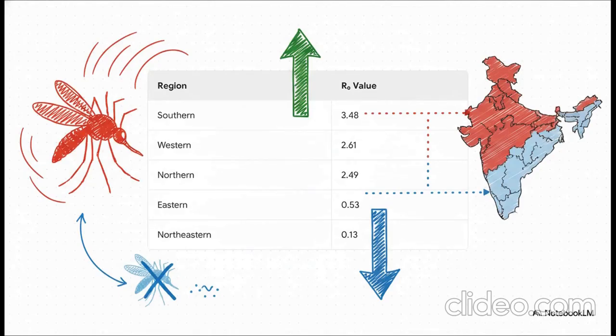This table shows the calculated R0 for dengue across India's regions. And get this, the southern region, the one with the highest exposure rate we saw earlier, it also has the highest R0, a whopping 3.48. Meanwhile, the northeastern region, with the lowest exposure, has a tiny R0 of just 0.13. The math lines up perfectly with the reality on the ground.